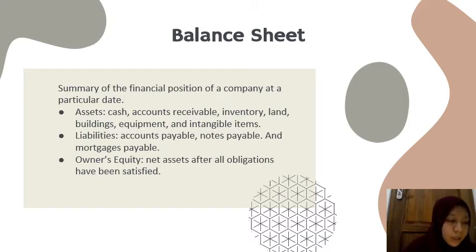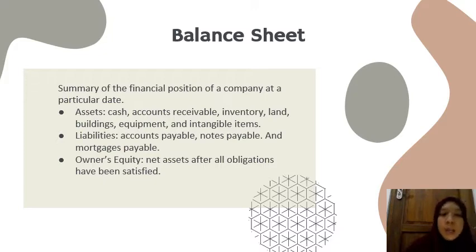Liabilities are amounts of money that a company owes to others. Liabilities include accounts payable, notes payable, and mortgages payable. Liabilities are generally listed based on their due dates. Liabilities are said to be either current or long-term. Current liabilities are obligations a company expects to pay off within the year. Long-term liabilities are obligations due more than 1 year away.